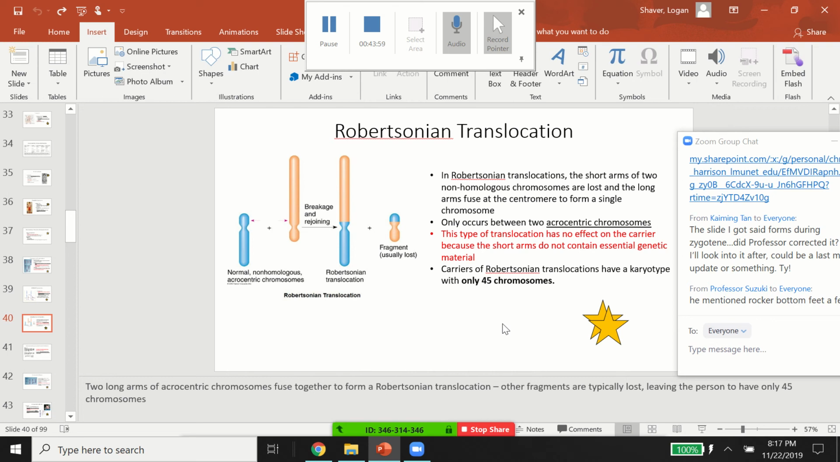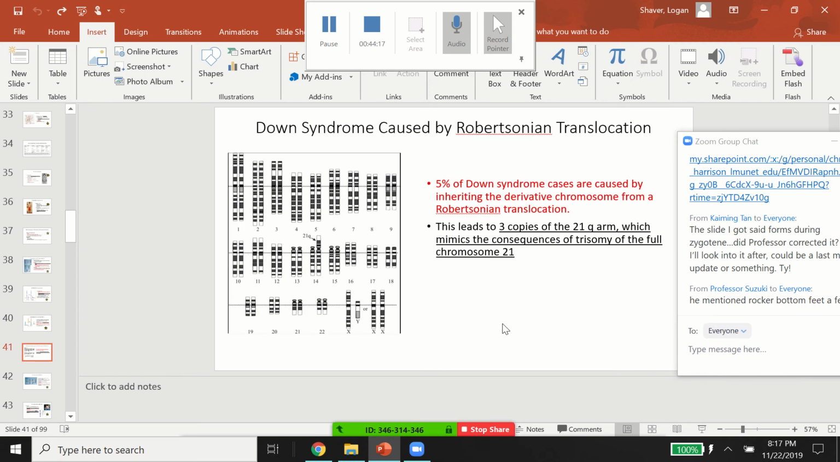Robertsonian translocation. I put 2 stars here because I think they may have had a question regarding it. So I'd probably keep in mind what a Robertsonian translocation is, that they have 45 chromosomes, and what kind of chromosomes this typically occurs with, so acrocentric chromosomes. Also, an important thing is that Down syndrome can also occur due to a Robertsonian translocation. I don't think you really have to know the specifics in this bottom part here, but just know that Down syndrome can also happen due to a Robertsonian translocation.